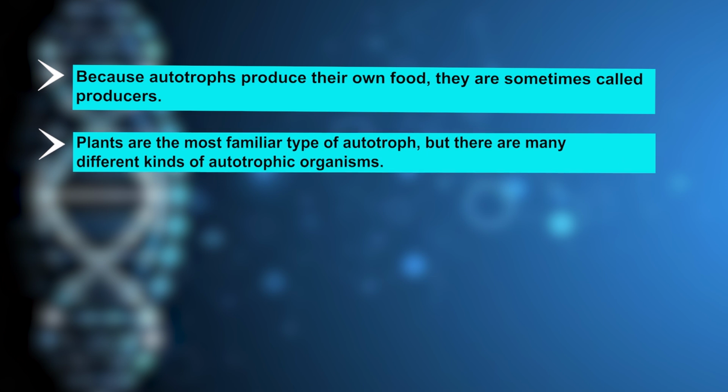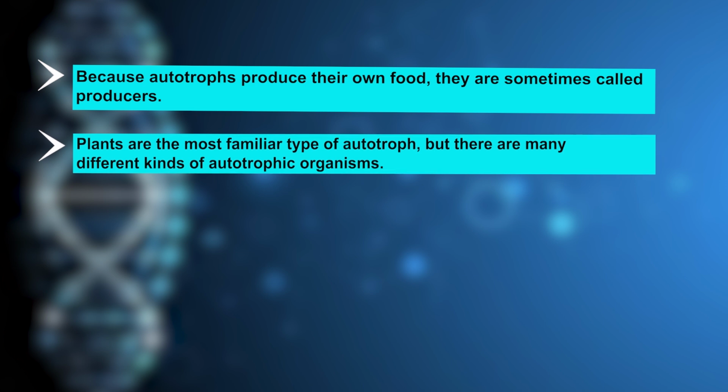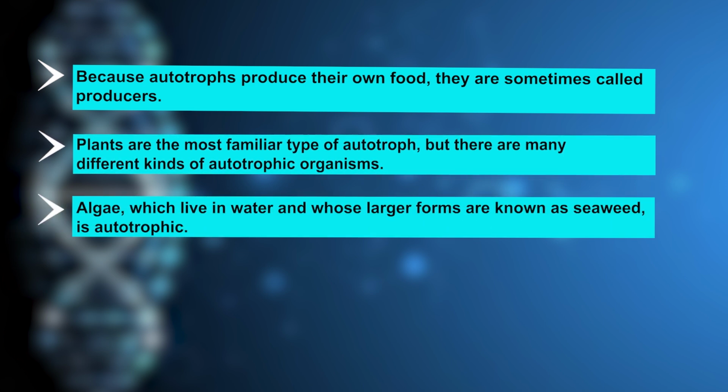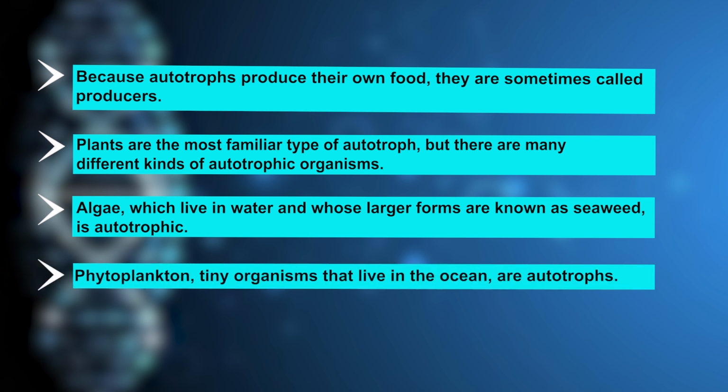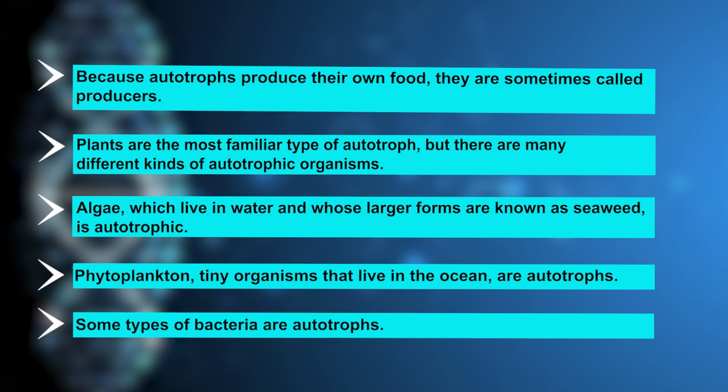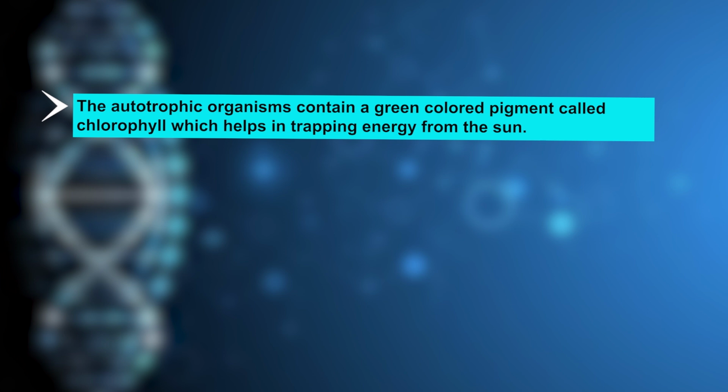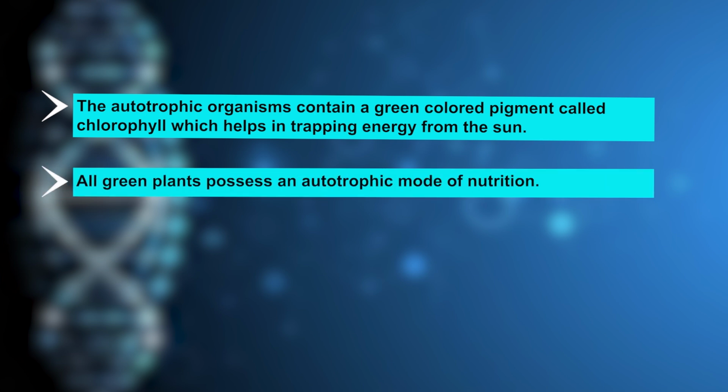Plants are the most familiar type of autotroph, but there are many different kinds of autotrophic organisms as well. Algae, which live in water and whose larger forms are known as seaweed, are autotrophic. Phytoplankton, tiny organisms that live in the ocean, right? They are also autotrophs. Some types of bacteria are also autotrophs. Autotrophic organisms contain a green colored pigment called chlorophyll, which helps in trapping the energy from the sun.